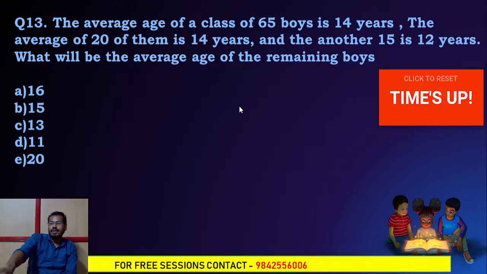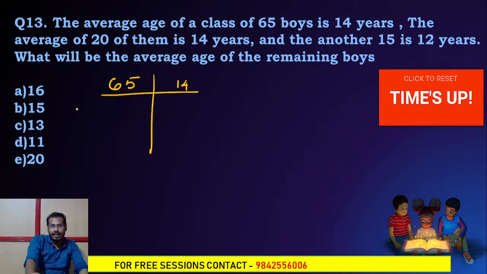Okay, let me explain this question. Here, first of all, make a diagram. The average age of a class of 65 boys. Total class is 65. Average age is 14. This is the common. In this, we have split it into some groups. Look at the first group: out of 65, 20 students' age is 14 and 15 students' age is 12.